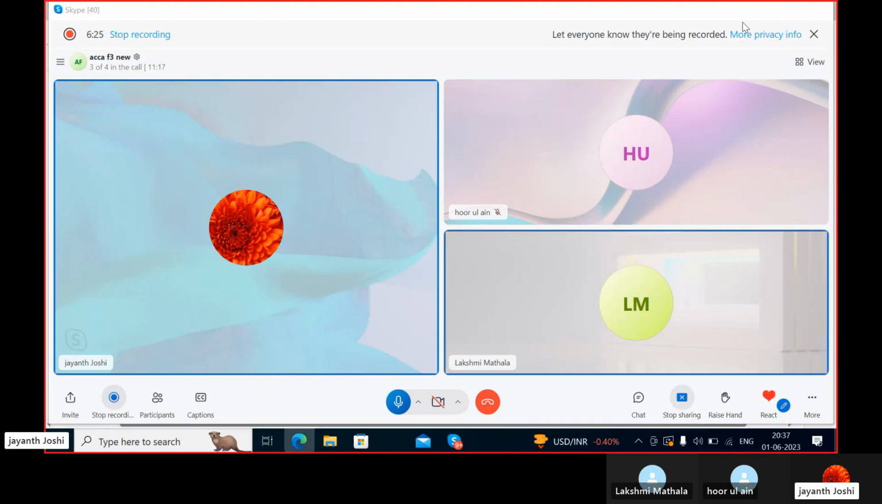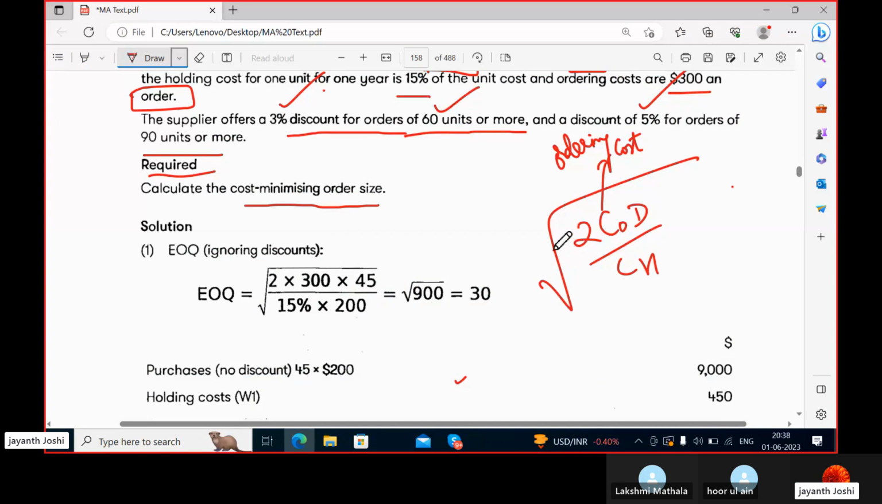So what we were discussing was how to find out the economic order quantity. The formula for finding out the economic order quantity is under root 2 COD by CS. That means C is the ordering cost, D is the annual demand, and this is the holding cost. Okay, that's one.